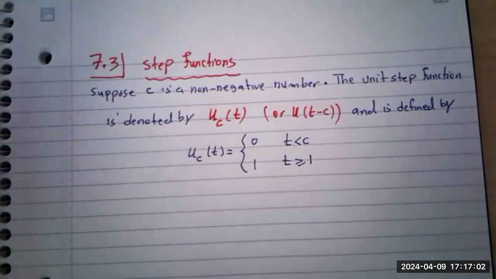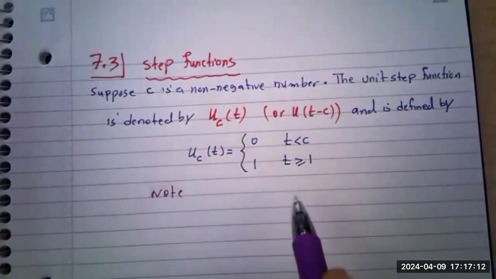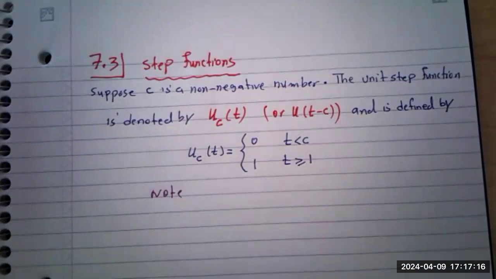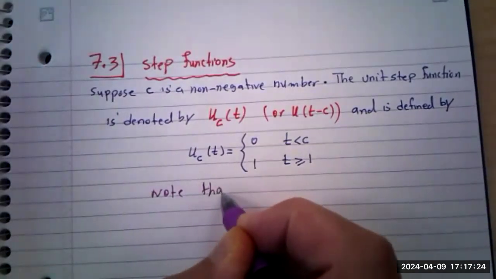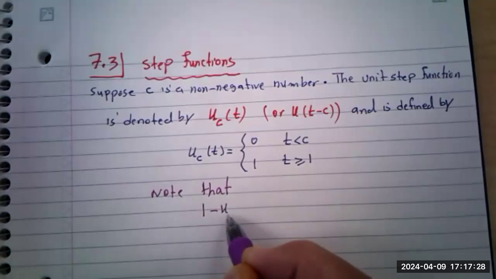Now there is going to be kind of a complement of this one that's also going to be used, so you better make a note of that one as well. You see this function starts with 0. Sometimes we may have to switch this one, 0, 1, we may go with 1, 0. And then we use the complement of this. So note that: the function 1 minus UC(t).